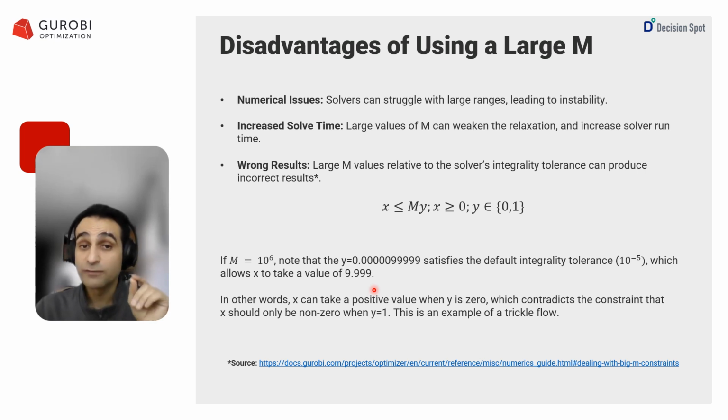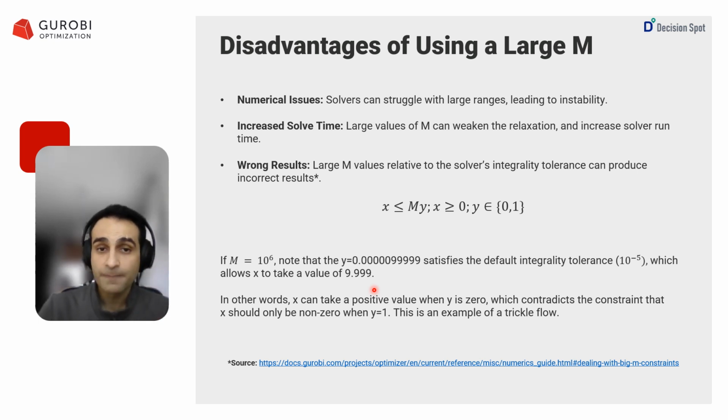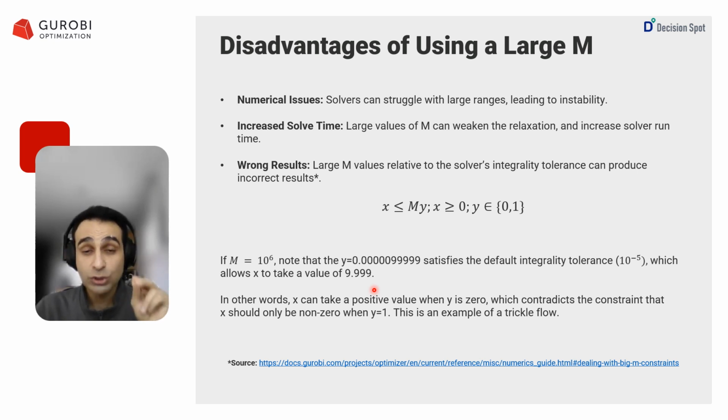This is an example of trickle flow, where a continuous variable that's meant to be 0 when an associated binary variable is 0 instead takes a non-trivial value. In this example, we see how choosing a large M can interact poorly with the solver's integrality tolerance. If M is too large compared to those tolerances, you could end up with non-integer solutions, or worse, a solution that violates your actual constraints.